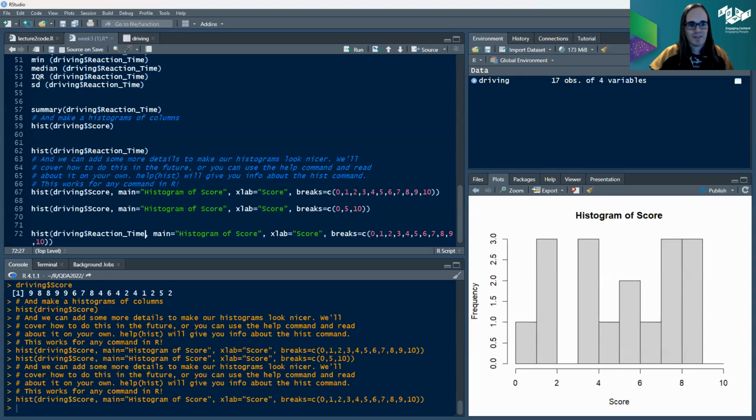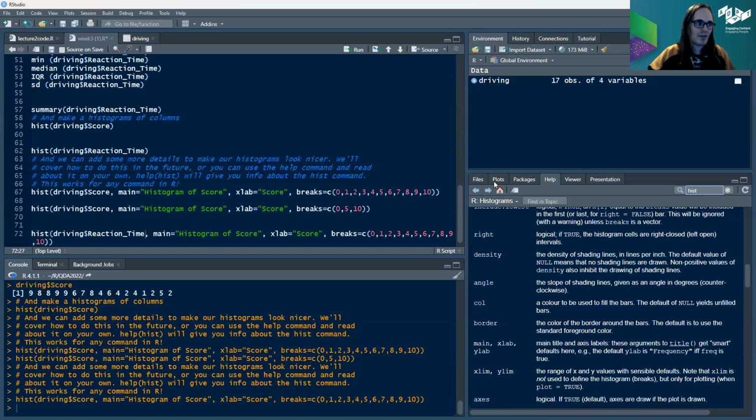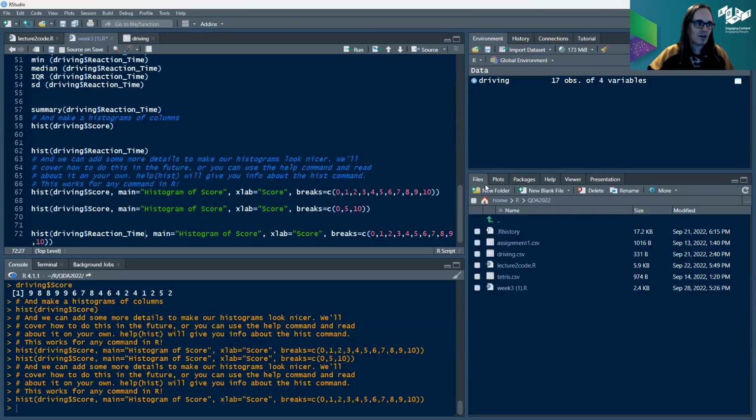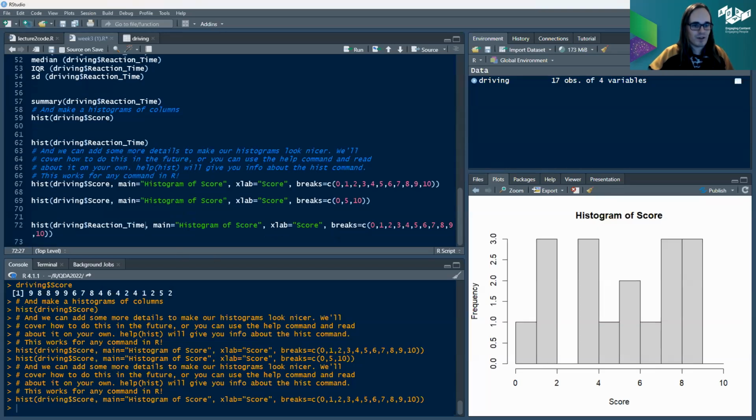Also, someone said, how can we define the y-axis groupings? You can do that using the y limit command in here, the y limit argument. I don't bother with that because I just kind of want to know an overview of how many were in each group. I don't need to know the exact amount of people in each bucket, in each break, but that's fine.